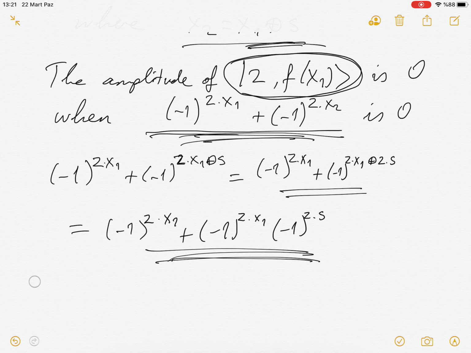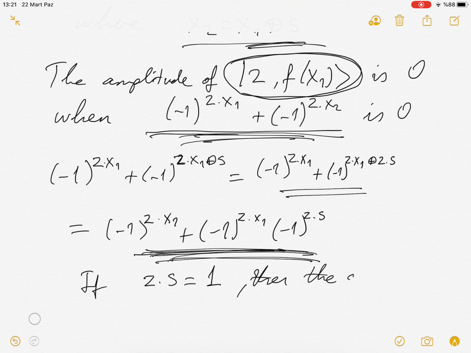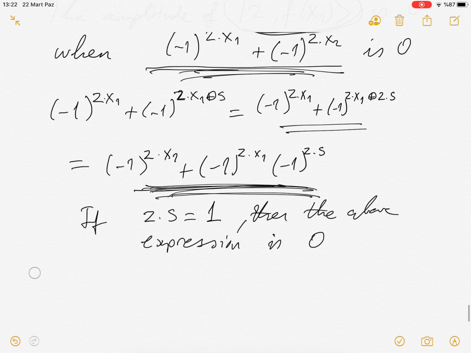But then what does that mean? In order for this expression to be 0, z·s must be 1. If z·s, the inner product of z and s, is equal to 1, then the above expression is simply 0.